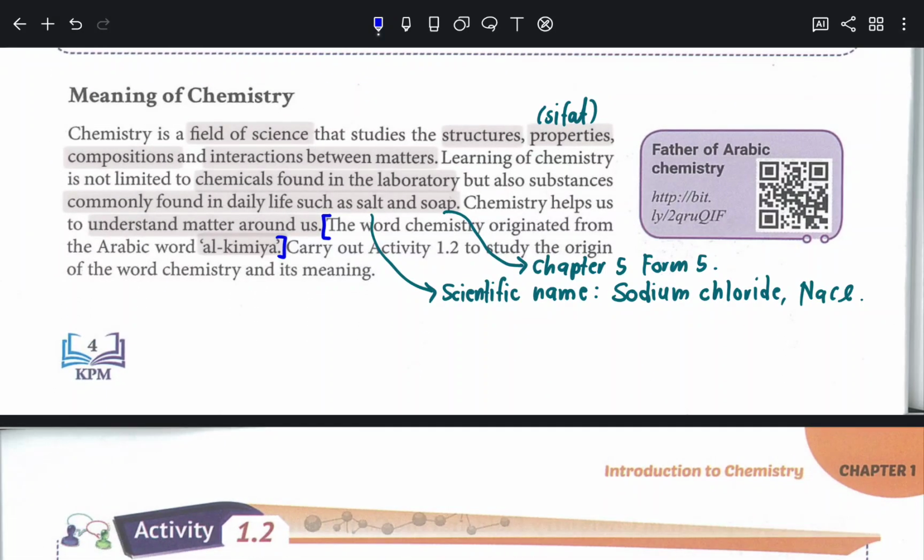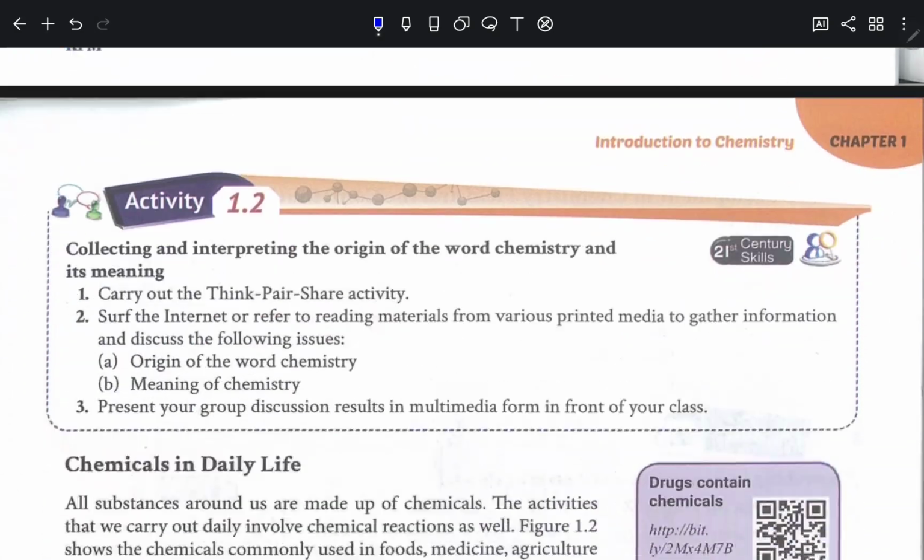And then father of Arabic chemistry. You want to know who's the father of Arabic chemistry, right? Please scan this QR code. This is one extra knowledge for you. Ingat your exam question, they can take from everywhere in the textbook, any part of the textbook. This one also they can take. Daripada sini pun diorang boleh ambil. They have the rights from the QR code untuk ambil.